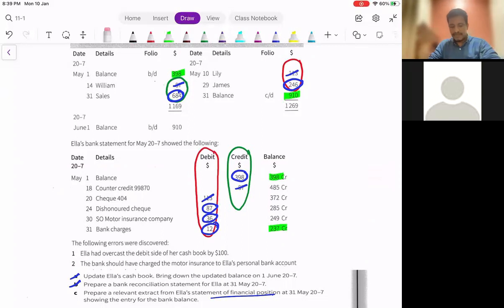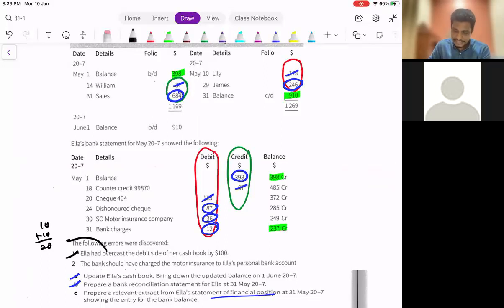Then after that, we read the additional information because the question gives us additional information. We need to settle with the additional information. So the first additional information: Ella had overcast. Do you know what overcast is, right? 10 plus 10 is 20. This is overcast. Ella had overcast the debit side of the cash book.